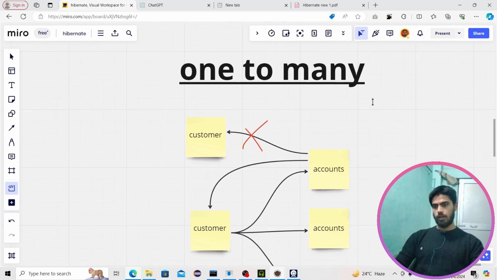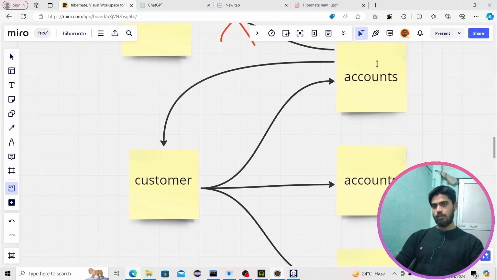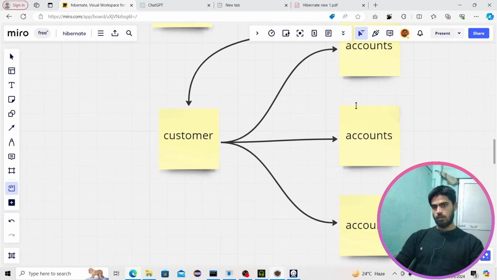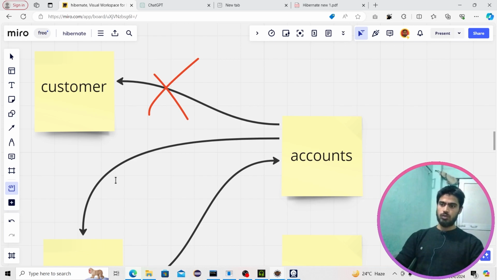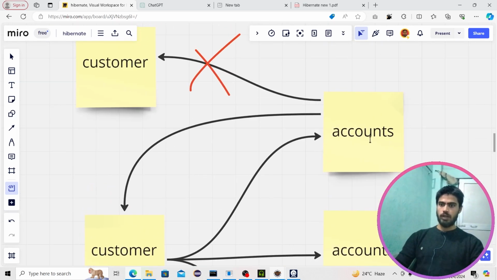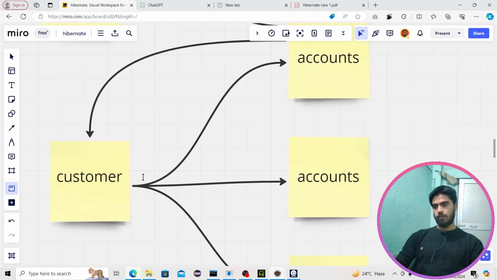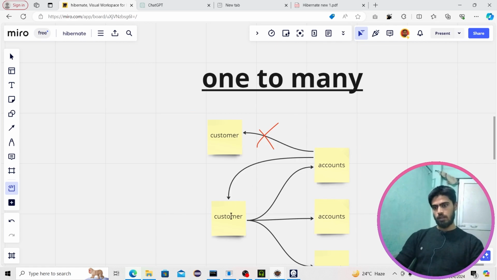What is happening in a one-to-many relationship? Suppose there is a customer class, and we have accounts. One customer can have multiple accounts, but one account is always going to belong to one customer, not multiple customers. So it is one to many. You can see here customer is one, and on the other side we have accounts. One customer has many accounts.